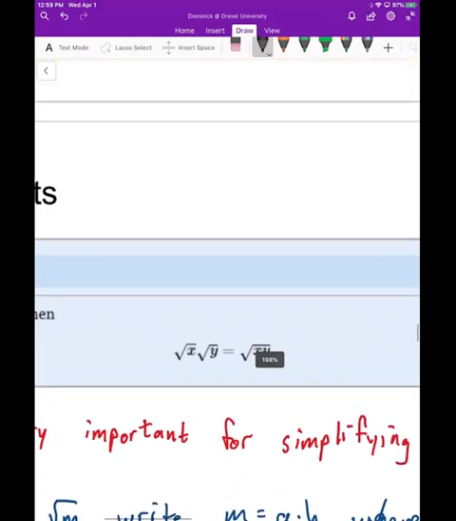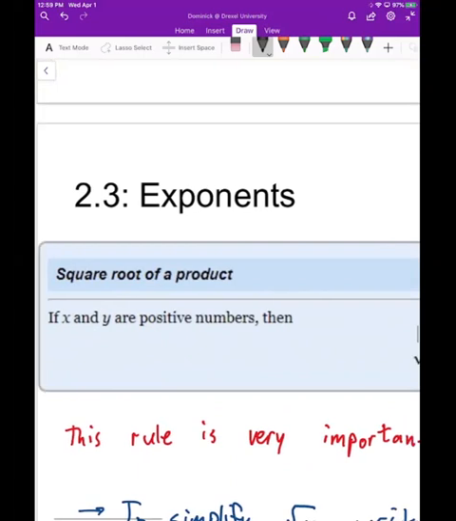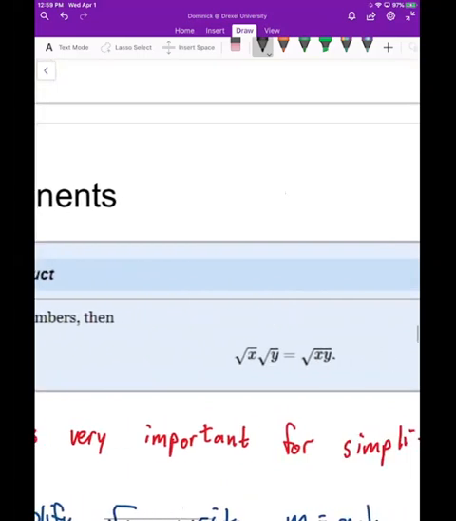Okay, now the next rule that we're going to talk about regarding roots is the product rule. So for a product, right? Now here they're talking about a square root, but it could work for any kind of root. That says that if you have the square root of x times the square root of y, you can combine them under the square root, and it also works just as well in the opposite direction. If you have a number that you can break into two numbers underneath a square root, then you can separate them with their own square roots.